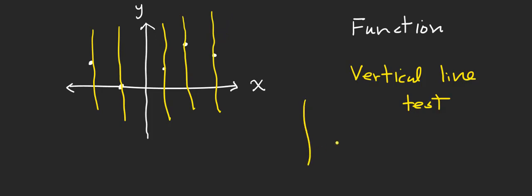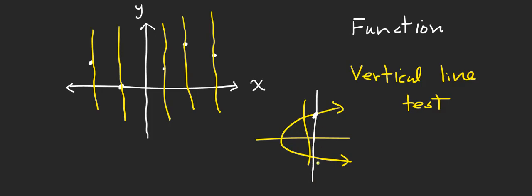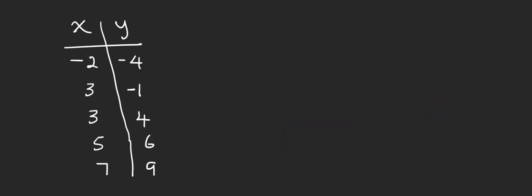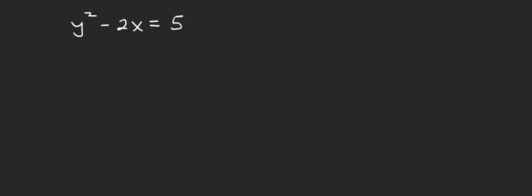So for example, this graph right here cannot be a function because when you do a vertical line test, you intercept more than one point. Now, is this table a function? Well, you could plot them and see if it passes the vertical line test. But as you can see, notice, you got 3, -1, and 3, 4. And this is not a function, because if you plot it, it will not pass the vertical line test.